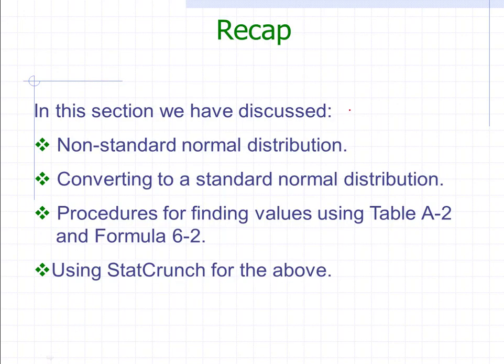So what we've done is we've discussed how we deal with a non-standard normal distribution, a distribution whose mean is not 0 and whose standard deviation is not 1. We've talked about converting them to a standard normal distribution, and those are z-scores, and then we can find the probabilities using table A2 and unstandardizing, and then we can also use StatCrunch for that. What I want to do now is some examples.